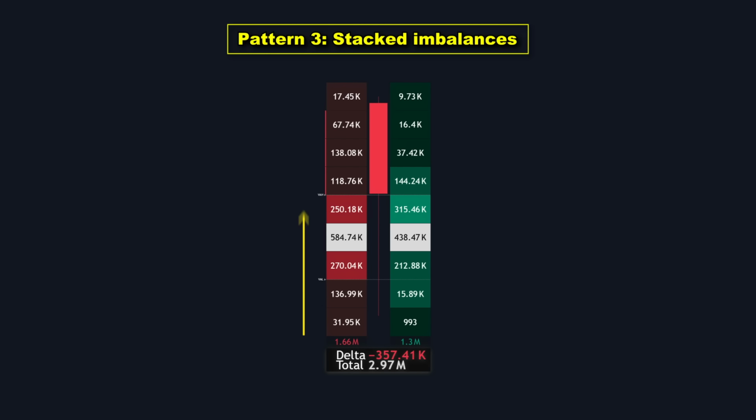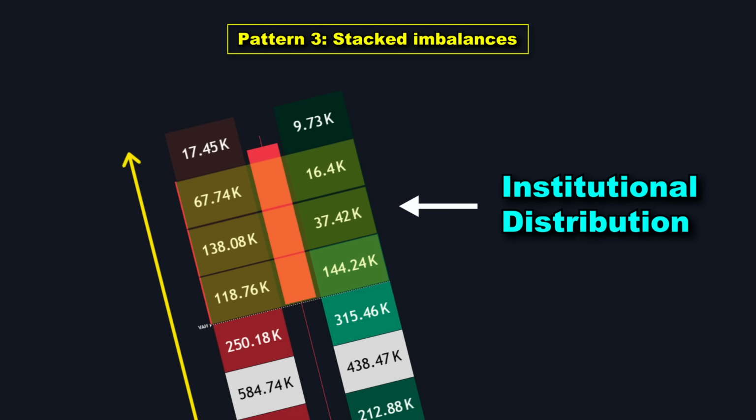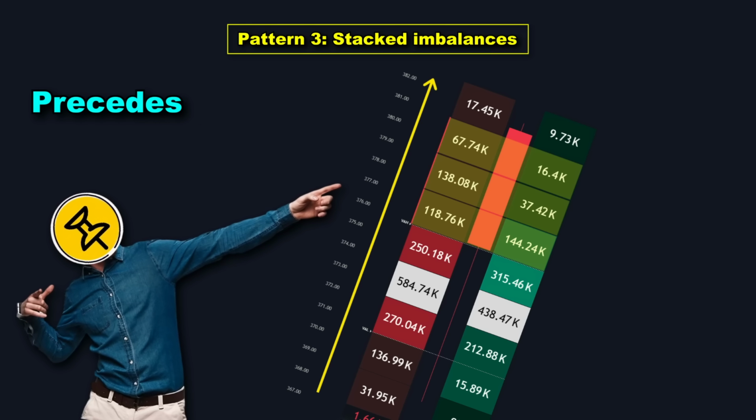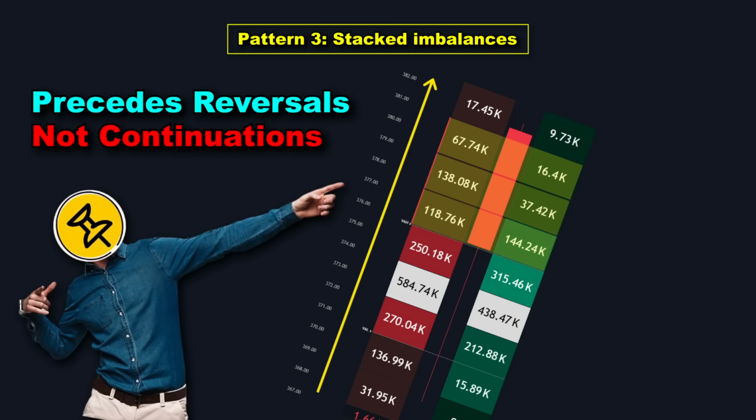When price is rising and a cluster of selling imbalances appears stacked vertically, sellers dominating level after level after level, that's institutional distribution. They're not just present, they're overwhelming the market at every price point they touch. That kind of stacking precedes reversals, not continuations.